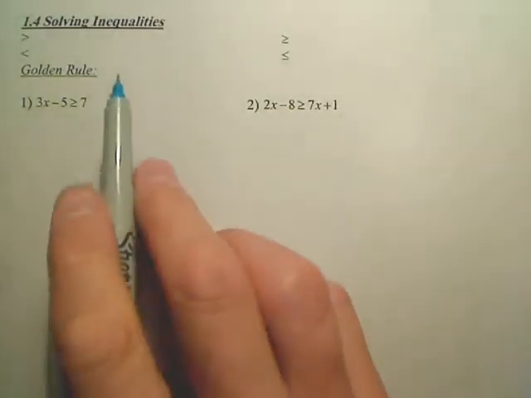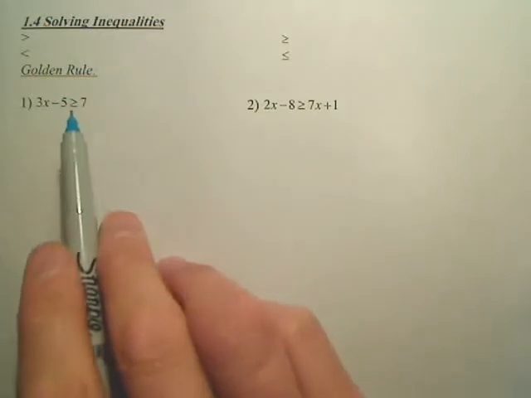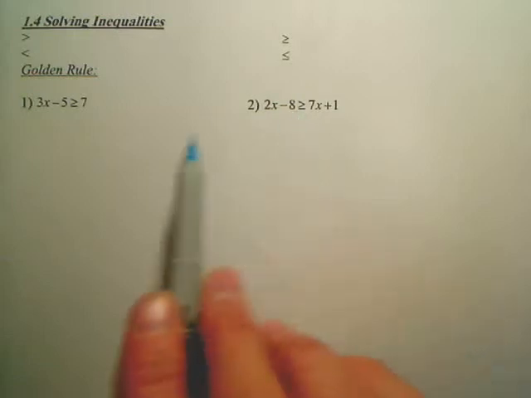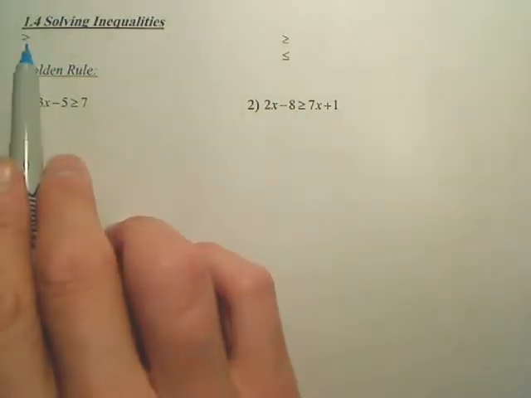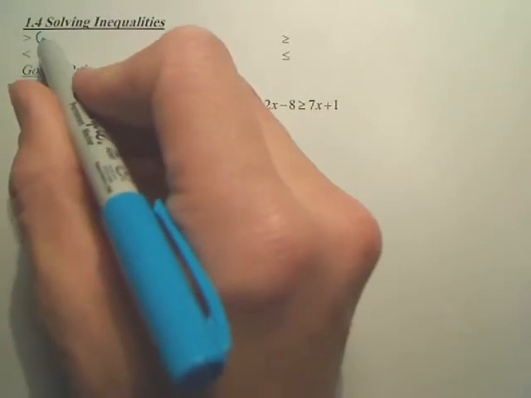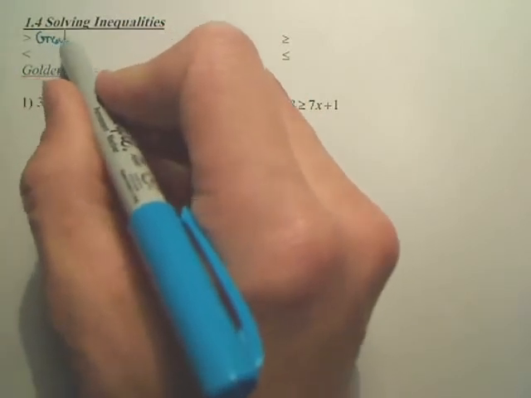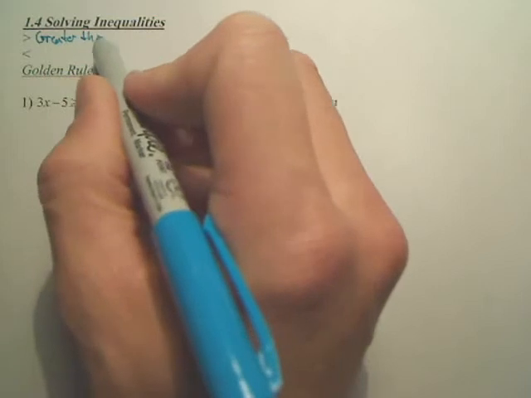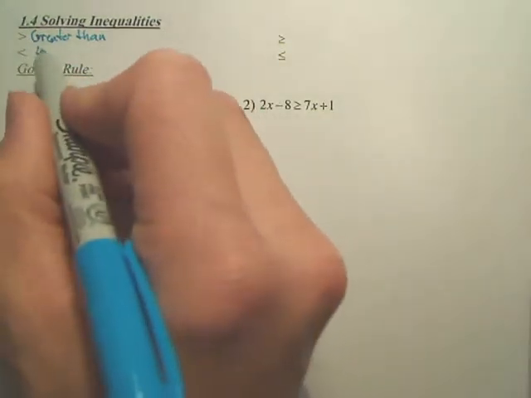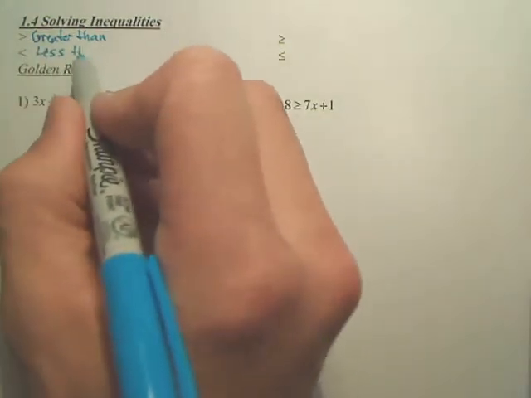Solving inequalities. Inequalities have these signs. Equations have equal signs. That sign is called greater than. And what's the one underneath it? Less than.